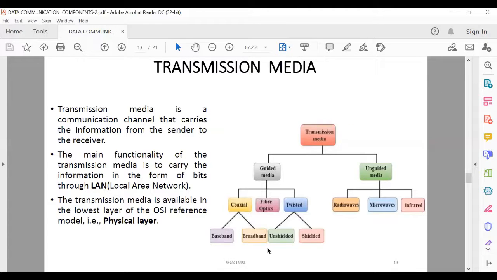As per this chart, it is given that transmission media is divided into two parts: guided media and unguided media. Guided media is again divided into three types: coaxial, fiber optics, and twisted pair cable. Unguided media is radio waves, microwaves, and infrared. So I will discuss this transmission media one by one.